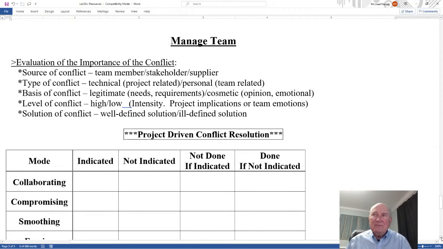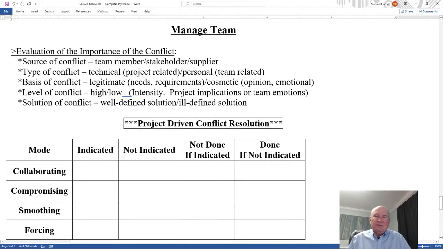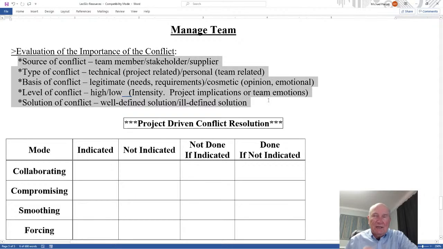Finally, managing the team. Well, in managing the team, I'm going to focus on conflict resolution. Now, conflict isn't necessarily bad. If managed correctly, it can be very positive, very helpful. There are 5 different evaluation stages that I'm proposing.